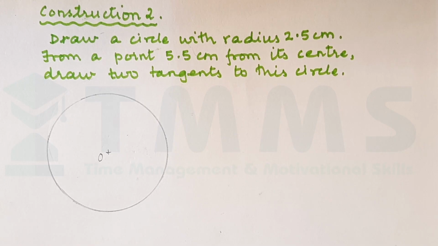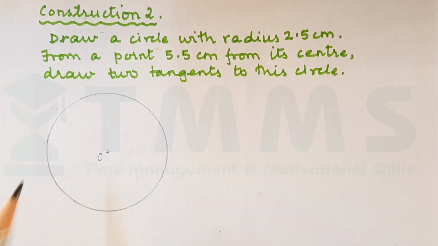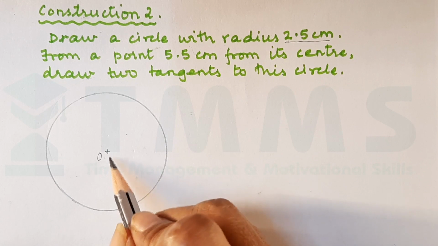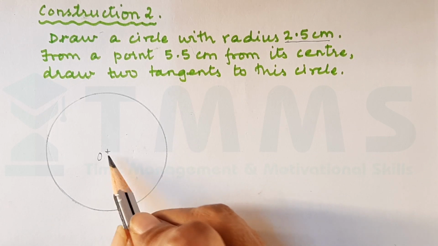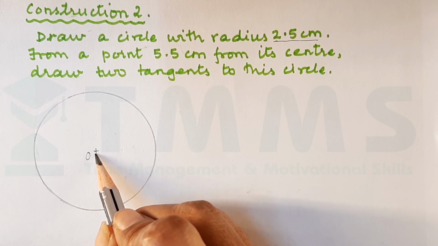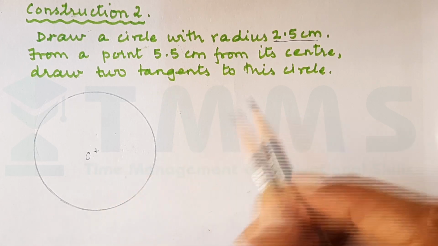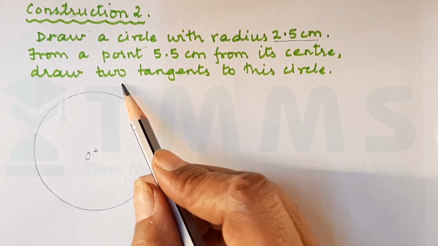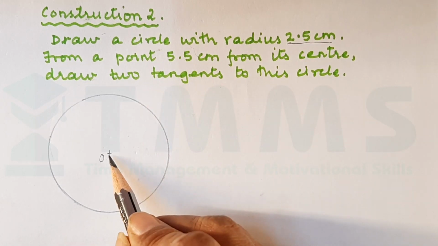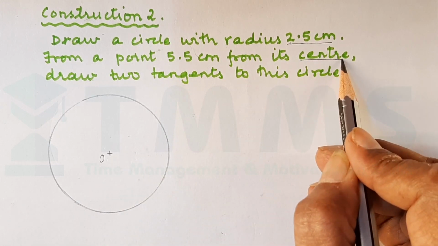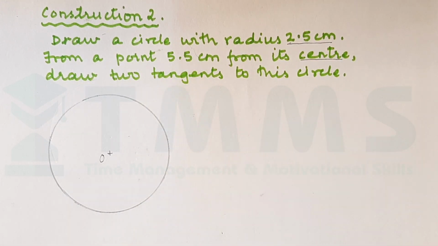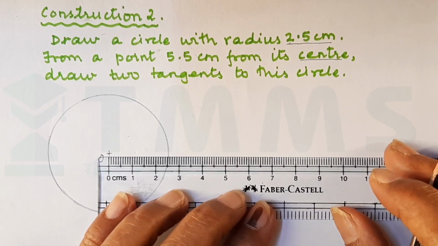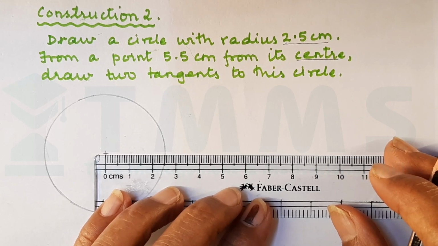The second construction: draw a circle with radius 2.5 centimeter, which I have already done. And can you see how I marked the center O, with a crossed line like this? From the point 5.5 centimeter from its center, draw two tangents to this circle. So from O, that is the center, we need to take a point 5.5 centimeter away.